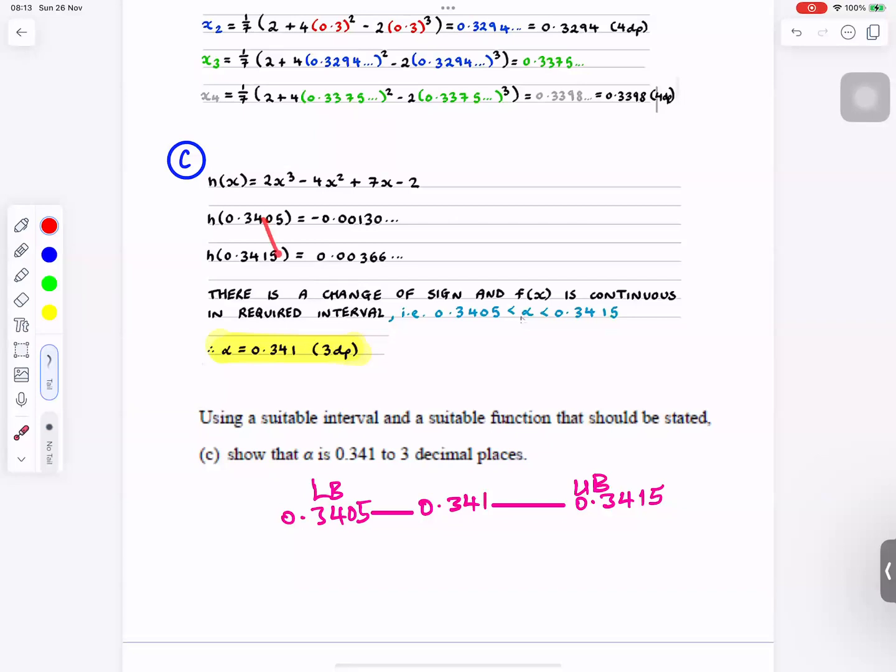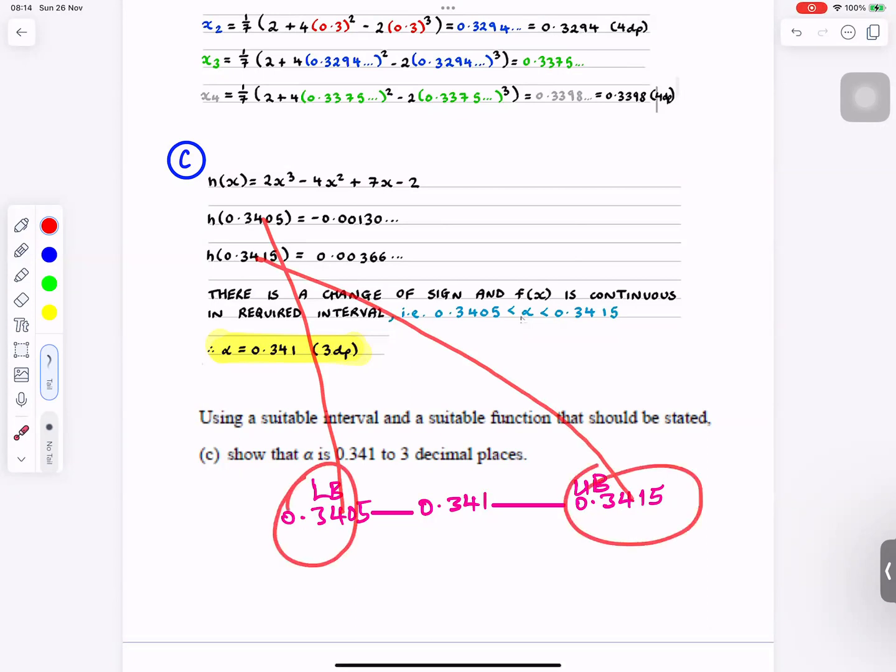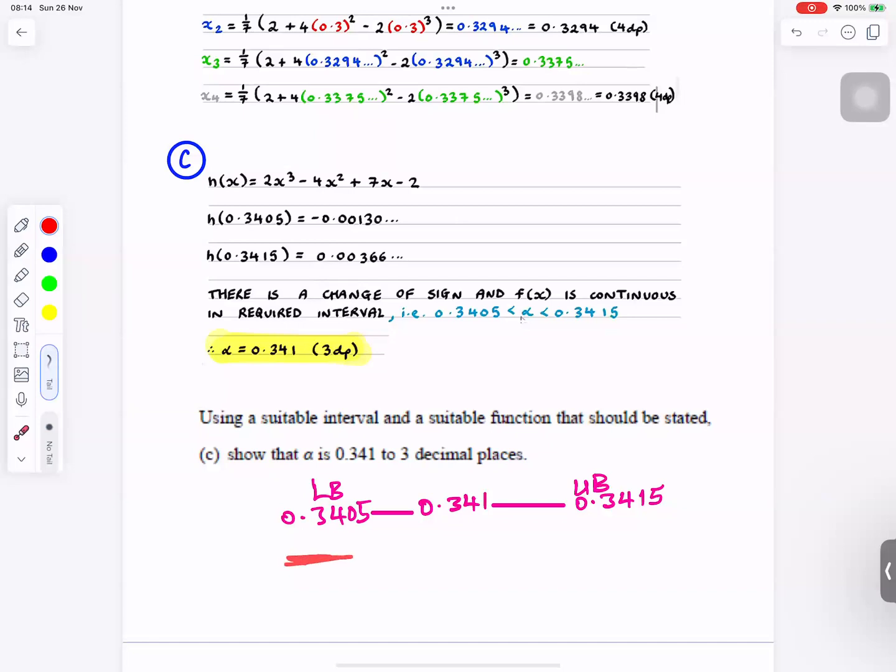Where did we get this 0.3? We use the lower bound, and we use that upper bound. So between the lower bound and the upper bound, the answer there was negative. When you put that, it was positive, so there was a change of sign.